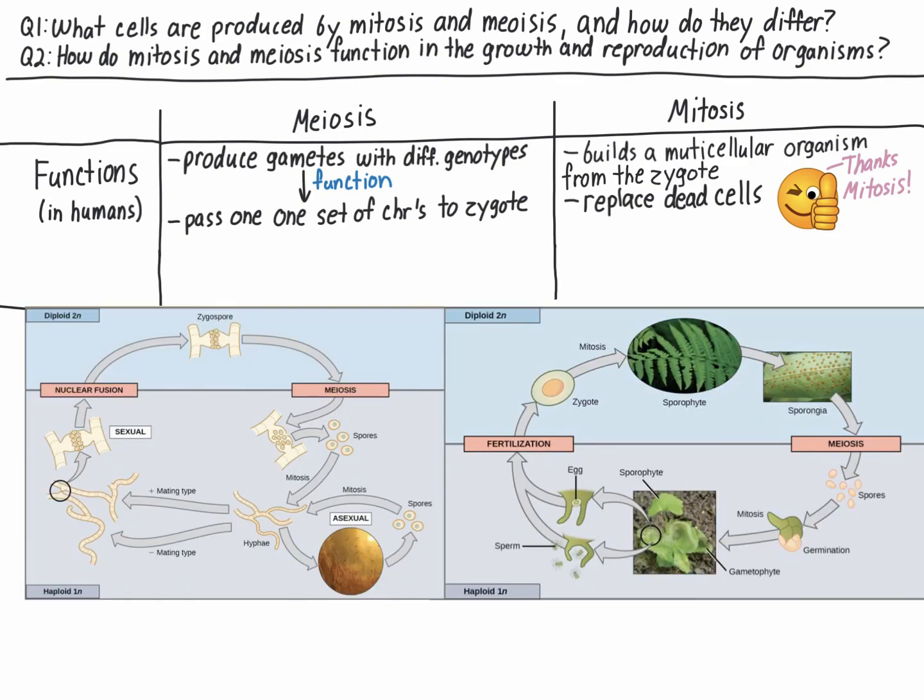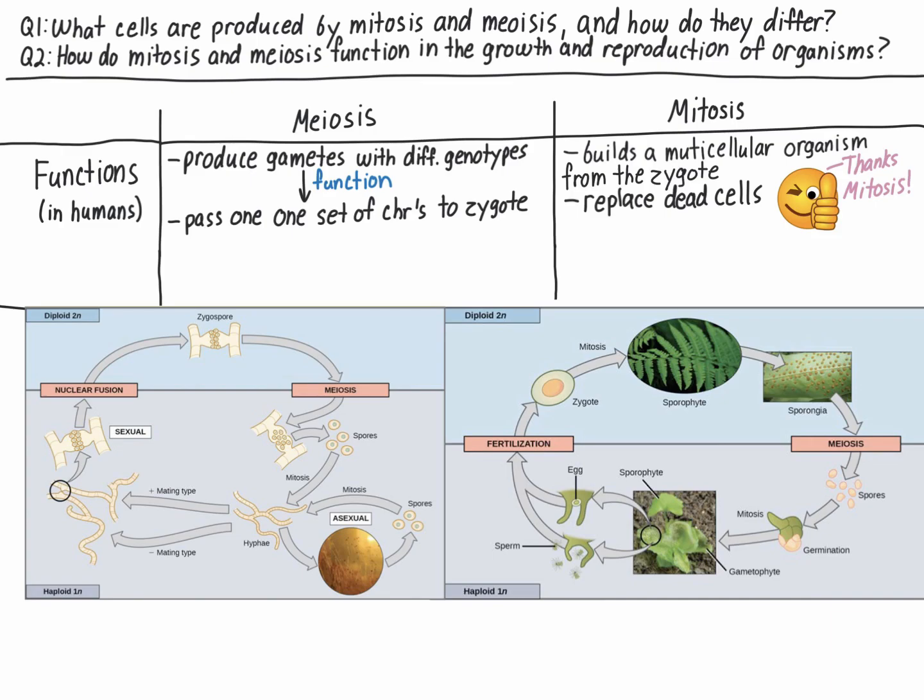A third function of mitosis, important in plants and fungi, is to produce haploid cells from other haploid cells. Following the initial production of haploid cells by meiosis, in plants and fungi, these haploid cells undergo mitosis, producing more haploid cells, only a few of which end up as gametes.